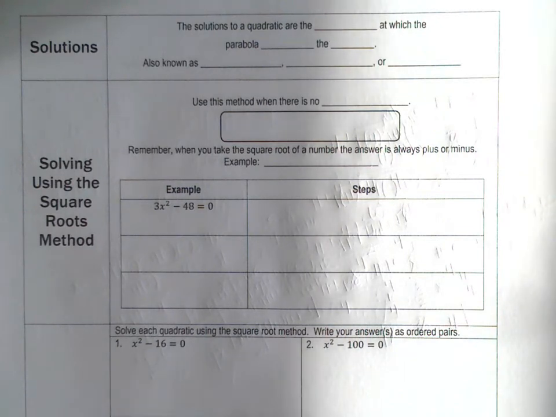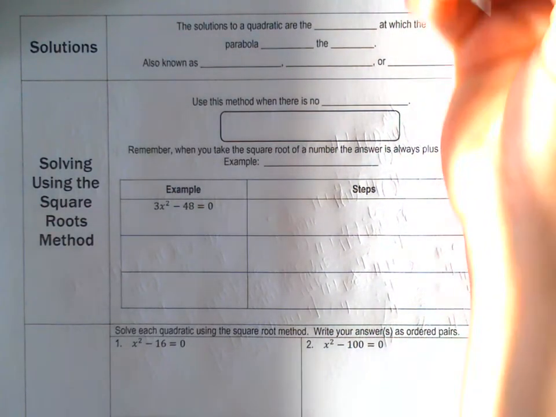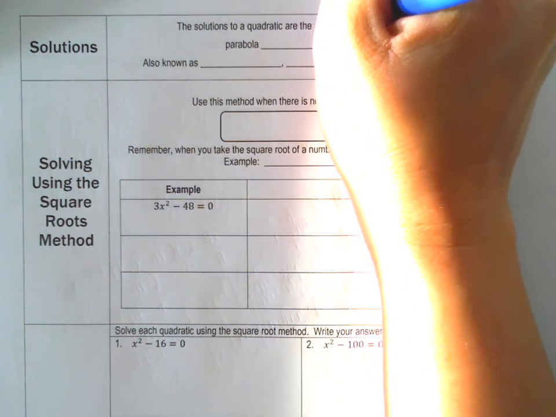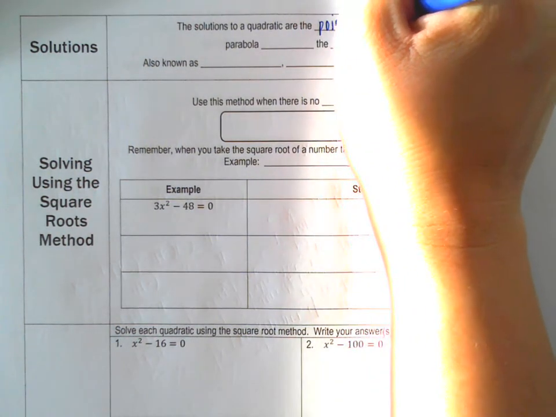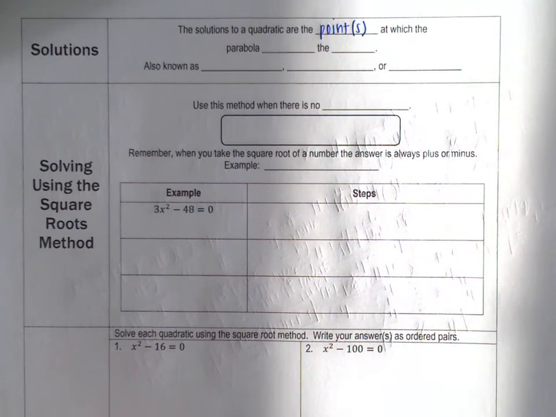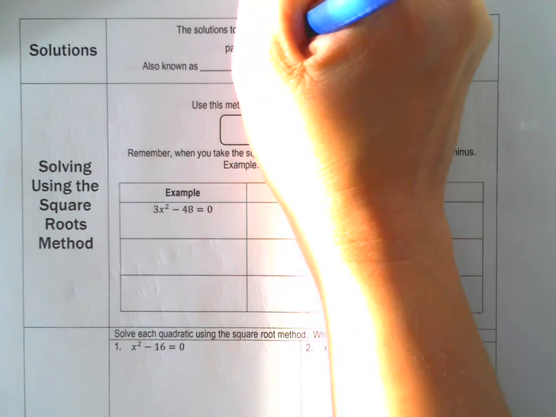So just as a refresher, the solutions to a quadratic are the points or point, because it doesn't have to be 2 points. It could be 1 point, or actually it could be no points at all, at which the parabola crosses the x-axis.